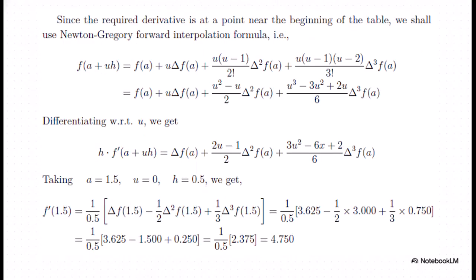So we take our data, we apply the right tool for these evenly spaced points. In this case, it's the Newton-Gregory forward method. We run the numbers, and the math gives us a single precise answer. The slope at x equals 1.5 is 4.750.